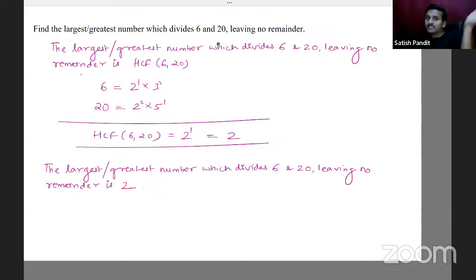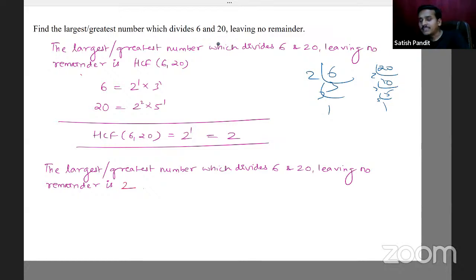What are the steps? First, write one statement. The largest or the greatest number which divides 6 and 20, leaving no remainder, is the HCF of these two numbers. And then you have to use prime factorization to find the HCF. So take 6. You can write 6 as 2 to the power 1, 3 to the power 1. 20: 2 10s are 20, 2 5s are 10, so 2 to the power 2, 5 to the power 1. While finding HCF, we take the common ones and put the lowest power. After getting the answer, we'll write one conclusion. Therefore, the largest or the greatest number which divides 6 and 20, leaving no remainder, is 2. Clear, everyone?